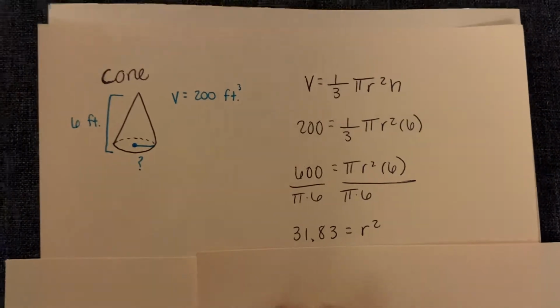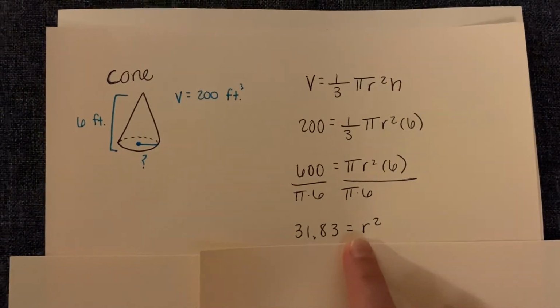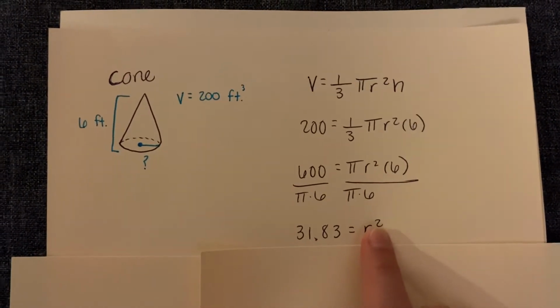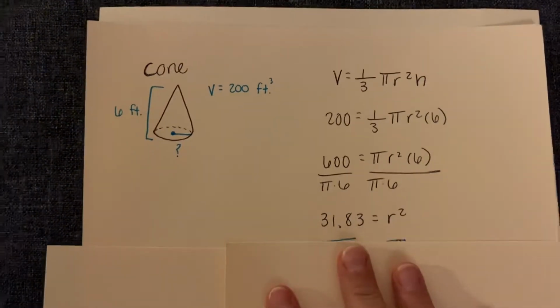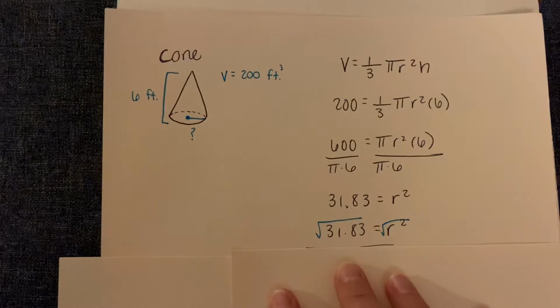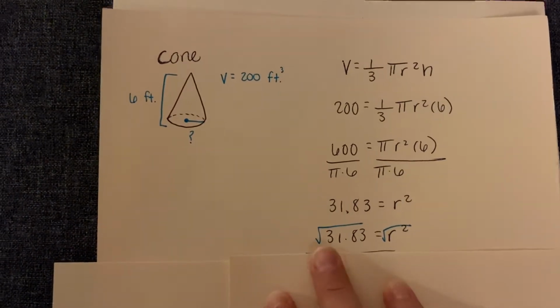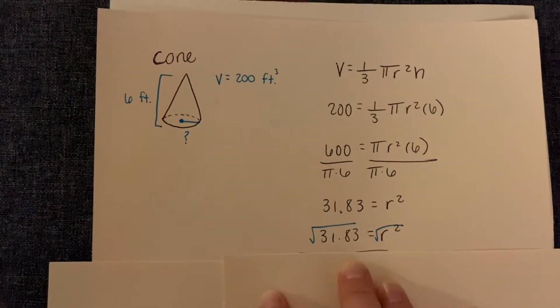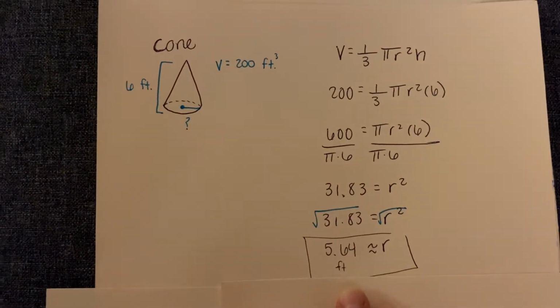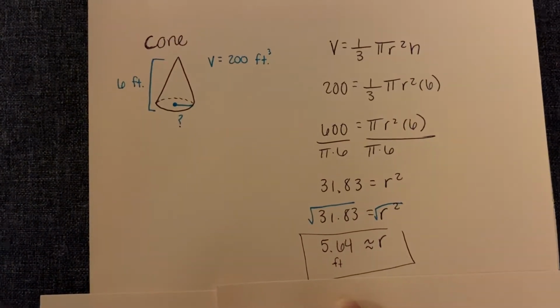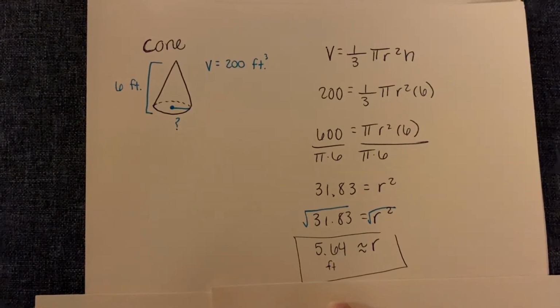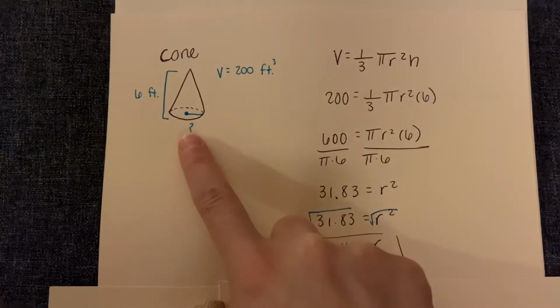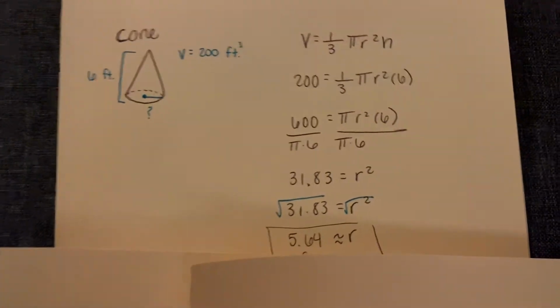Nope. We need to do the inverse of squaring a number. What is the inverse of squaring? It is square rooting. So if I take the square root of 31.83, I end up getting 5.64 feet is about the radius. So that would be the radius right here. So that's with a cone.